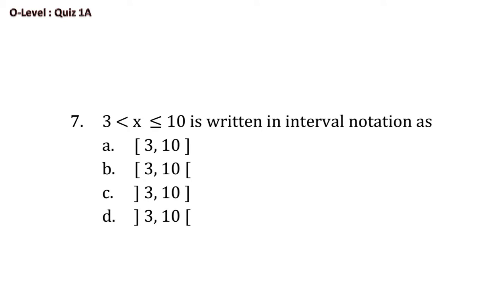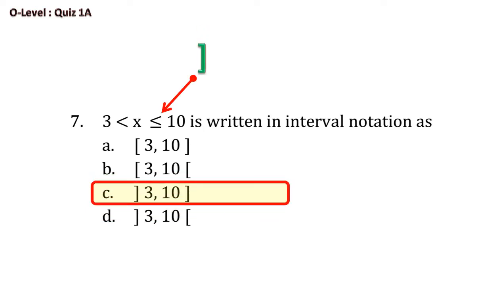Question 7. 3 less than x less than or equal to 10 is written in interval notation as. With this question, you must note that the 3 is not included while 10 is included. So at the beginning, since 3 is not included, the square bracket is open. It is open, it means the 3 is not inside. And since 10 is included, it is closed. So it's represented that way, as you can see it being indicated.